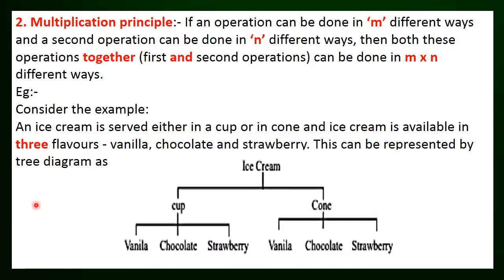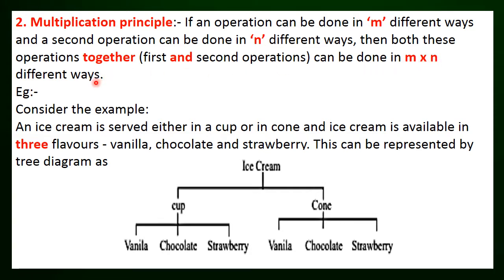Second one, multiplication principle. If an operation can be done in m different ways and a second operation can be done in n different ways, then both these operations together, that is the first and second operations, can be done in m into n different ways.